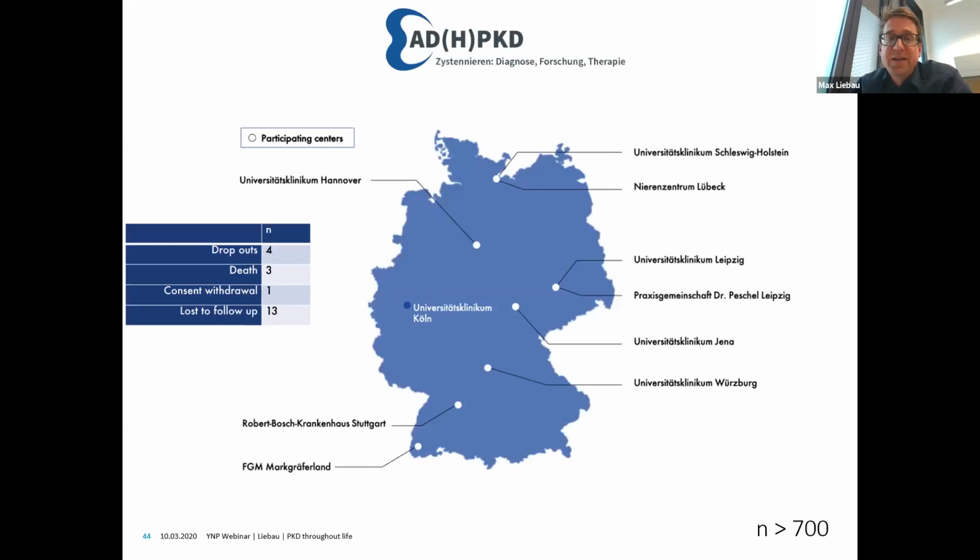Within Germany, there's a close collaboration of us as pediatric nephrologists with our adult nephrology colleagues here in Cologne. So again, we harmonize the data to make sure that our data can be transferred to the adult nephrology registry that they've set up, where they follow more than 700 patients by now.